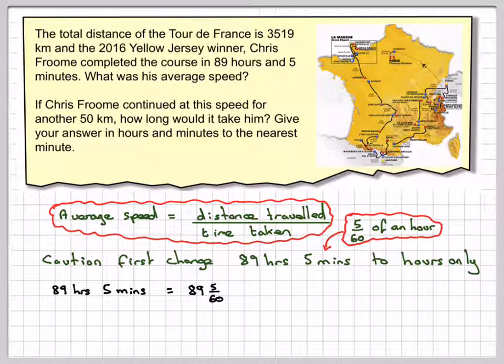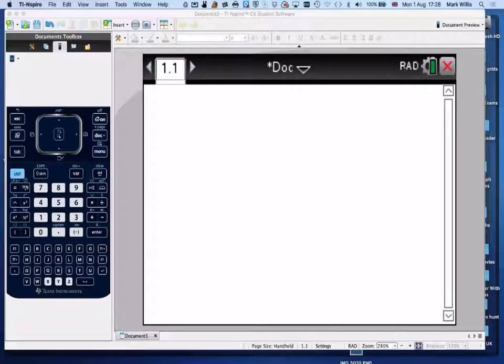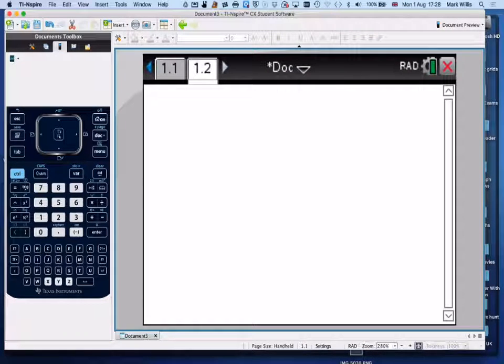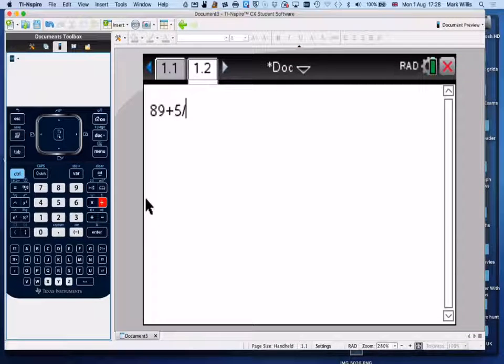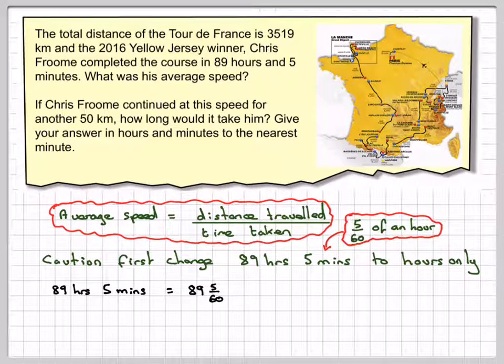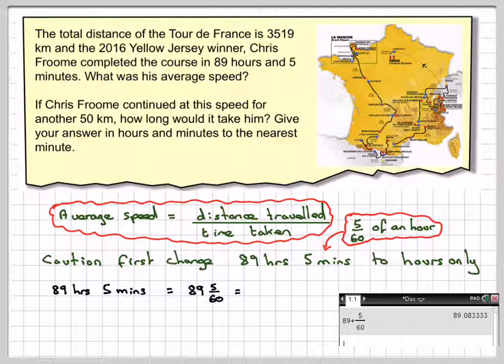Now to do that on the GDC, we go to our GDC. When we turn on our GDC, it looks like that. So we go to a number calculation and put in 89 and then plus 5 divided by 60. And that changes 89 hours and 5 minutes into 89.083333 hours, which is what we need to do, because otherwise we have a mixture of units here, a mixture of hours and minutes. Very, very important, this. So here's a screenshot of what I've done. So it's 89.083333.